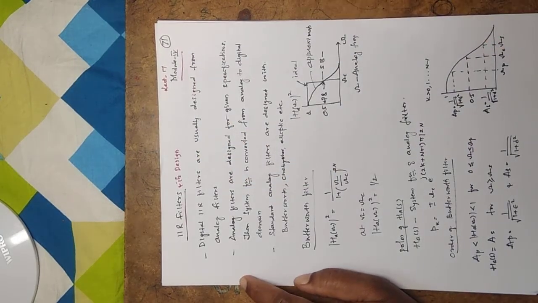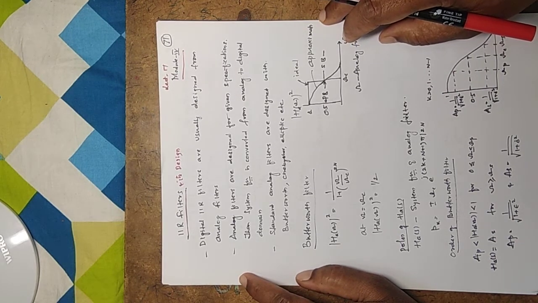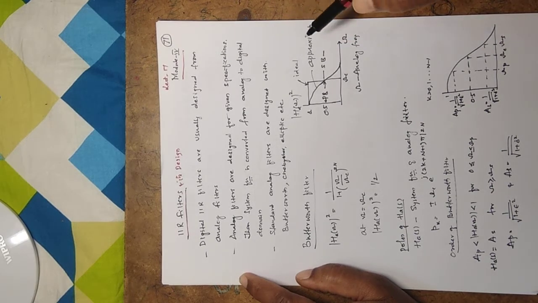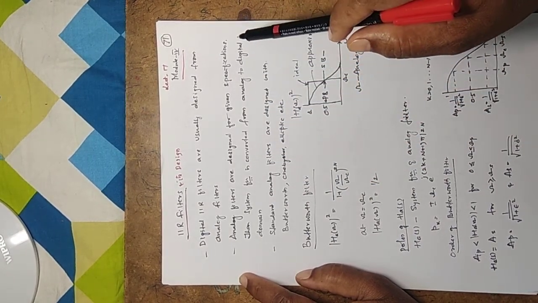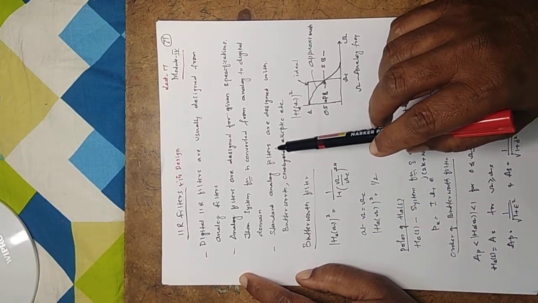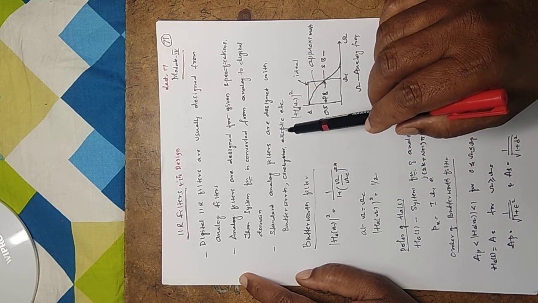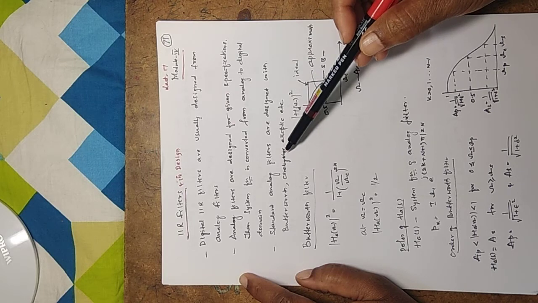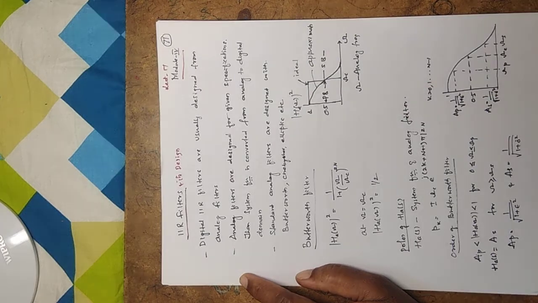Digital IIR filters are usually designed from the analog filters. We don't have a direct method to design the digital IIR filters. First, the analog filter is designed for a given specification. Then that system function is converted from the analog to the digital domain. The standard analog filters used for designing IIR filters are Butterworth, Chebyshev and elliptic. These are the three basically used analog filters. Once you design the analog filter, how to convert it into the digital filter, we'll take up later.